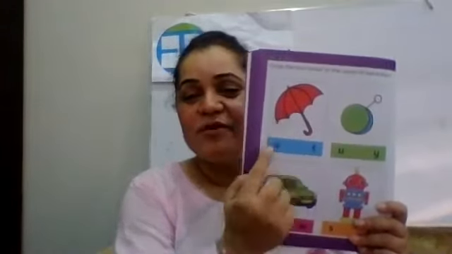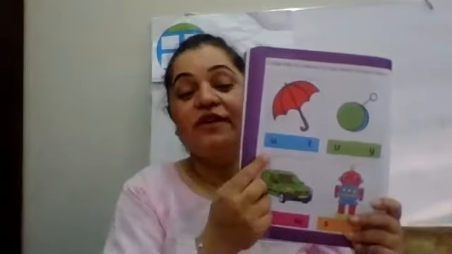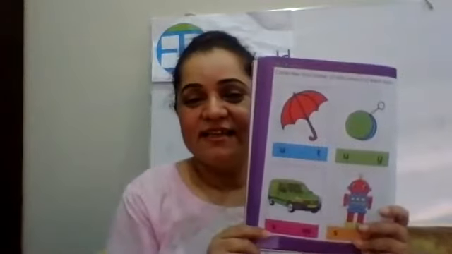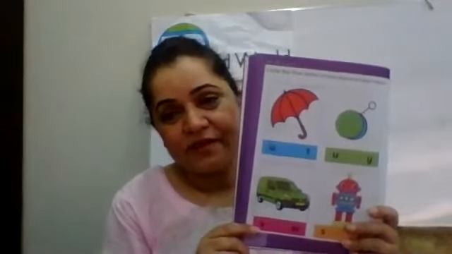Umbrella. So you are going to circle U. Circle U. Umbrella starts with U. Okay, have you circled? Okay, good.